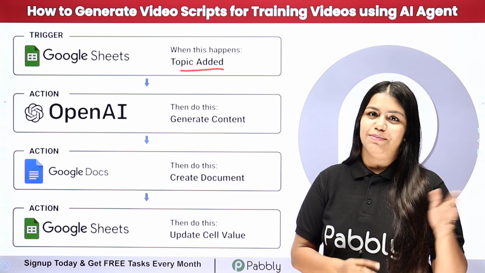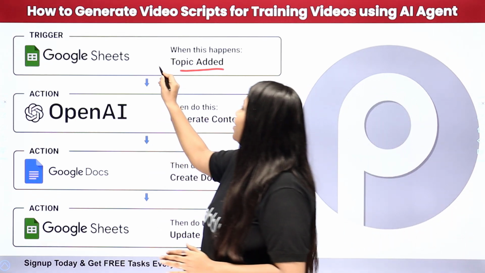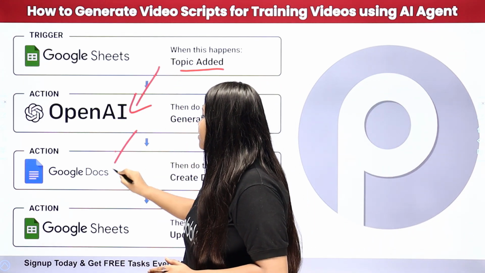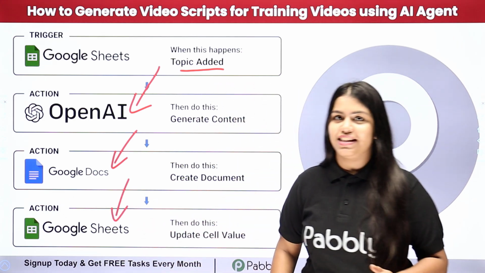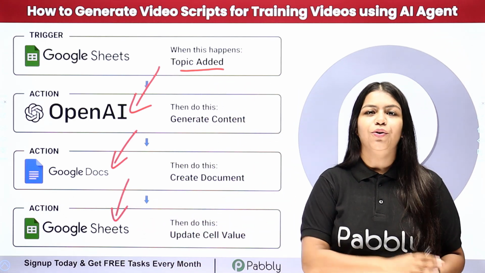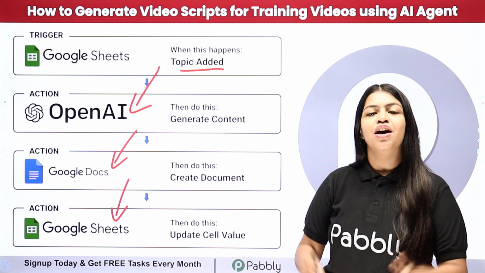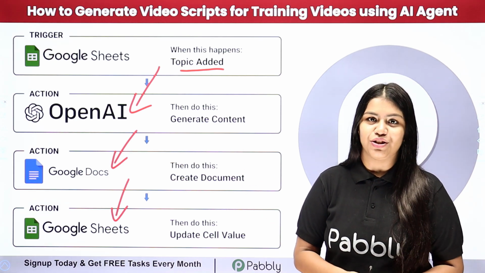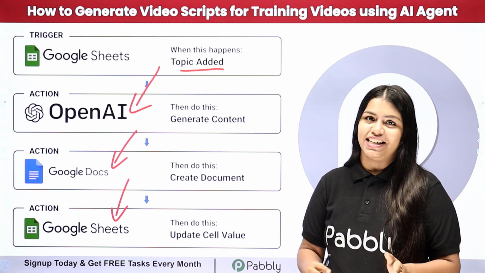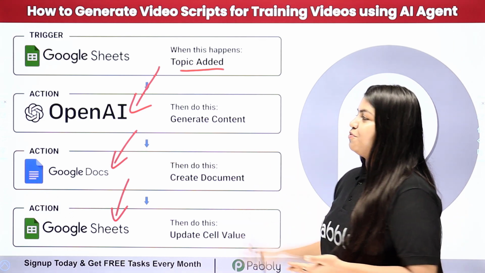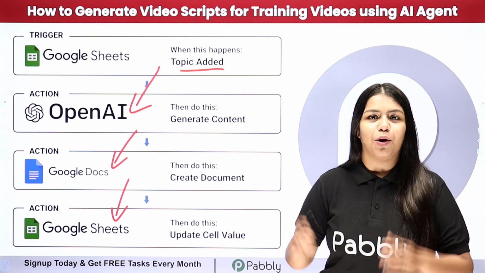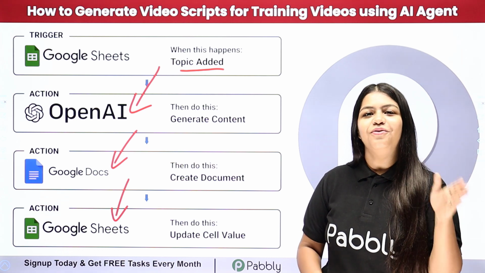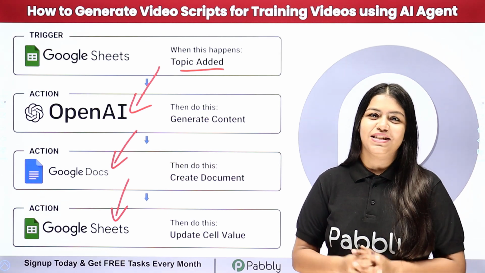So to do this, we are simply going to create a connection between Google Sheets, OpenAI, Google Docs and again Google Sheets. To create this connection without knowing any programming or coding language, we are going to use an amazing automation software which is Pabbly Connect. So do you also want to create this automation for your business and see the proper working of this automation? Then for that you have to come with me towards my screen.